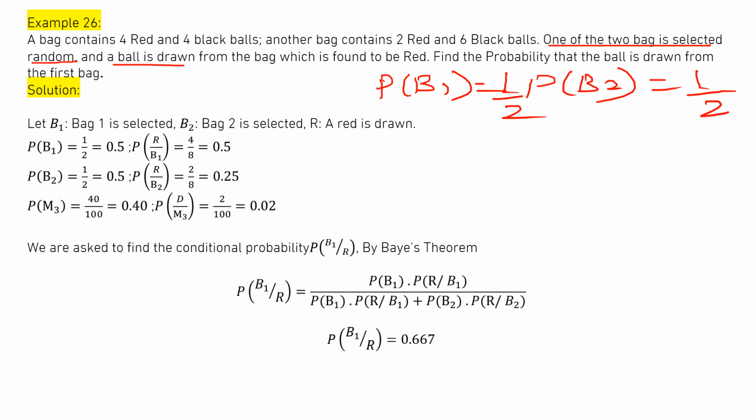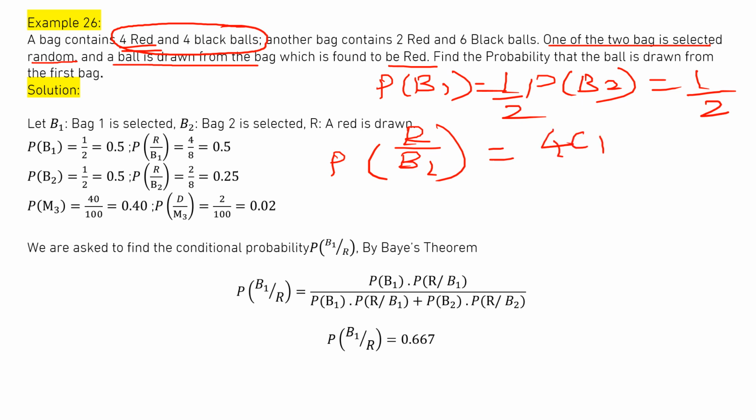A ball is drawn from the bag and is found to be red. So that means you have already selected the bag B1, and from B1 how to select R. In B1 there are 4 red balls. The total number of balls is 8. So I can say 4C1 divided by 8C1.